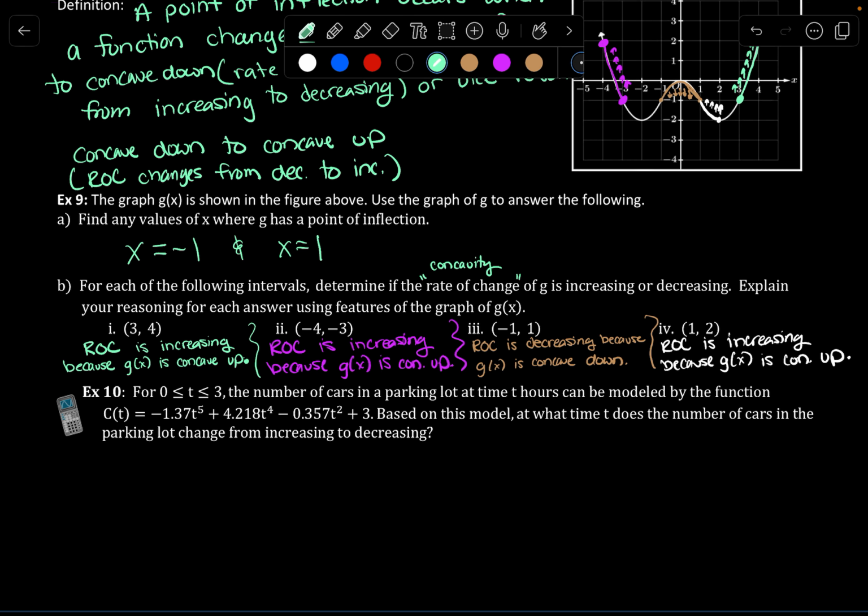So for 0 to 3, the number of cars in a parking lot at time t hours can be modeled by the function c of t. Based on this model, at what time t does the number of cars in the parking lot change from increasing to decreasing? So the question isn't asking when is the rate of change changing. It's asking just in the parking lot, when is the function changing from increasing to decreasing, aka when is the slope changing from positive to negative. So we're looking for a maximum.